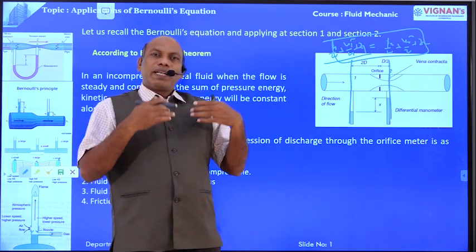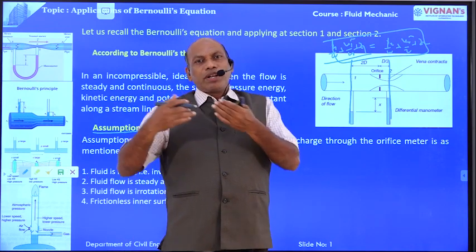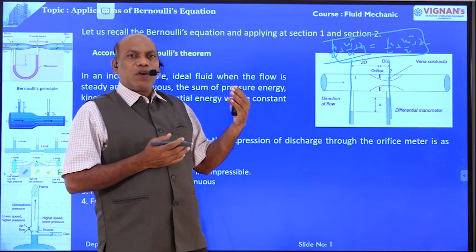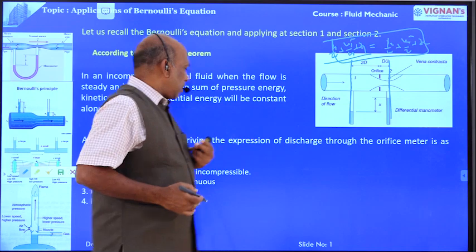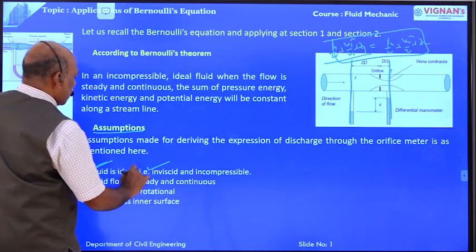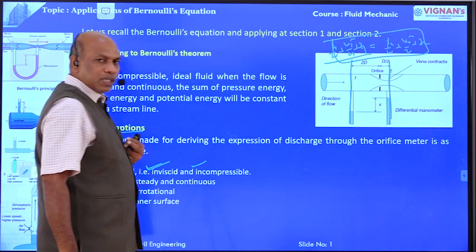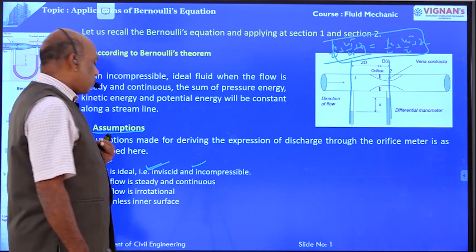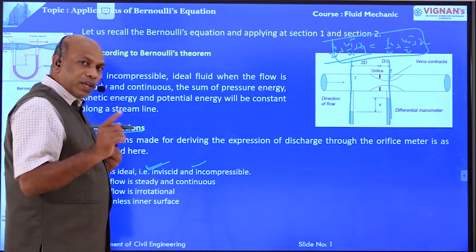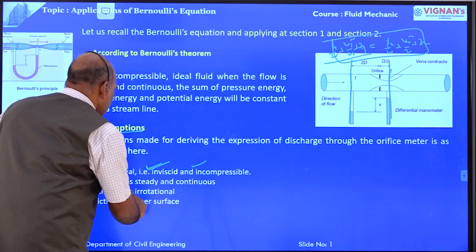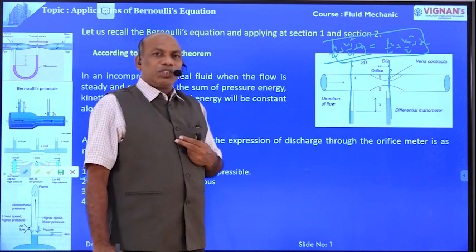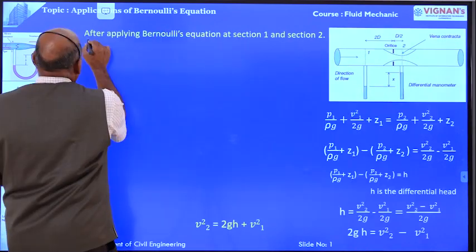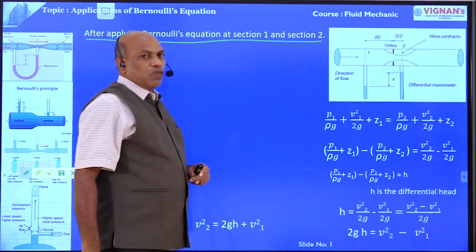The assumptions used in the Bernoulli's equation are applicable here also. Therefore, the assumptions used in this derivation of the discharge from the orifice are: the fluid is ideal, inviscid and incompressible. That is the first assumption. And second, fluid flow is steady and continuous. And fluid flow is irrotational and frictionless on the inner surface. These are the assumptions used in the derivation of the discharge from the orifice meter. Apply Bernoulli's equation at section 1 and section 2.